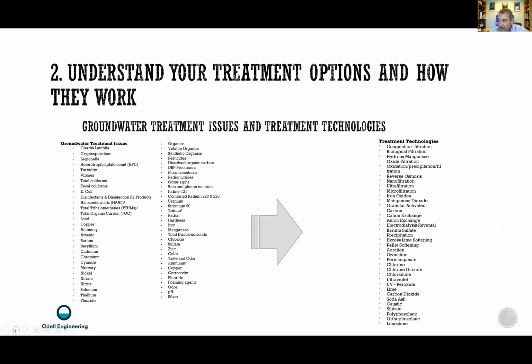When it comes to groundwater, there's lots of different treatment issues, and there's lots of different treatment technologies. So having knowledge about how they all work and what they can address can be very helpful.